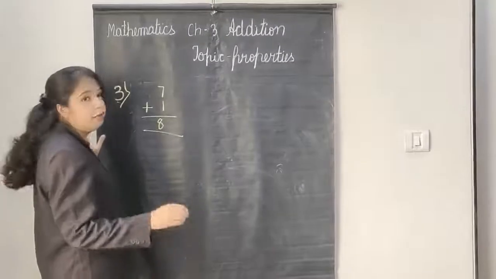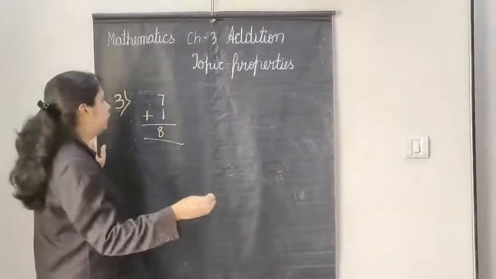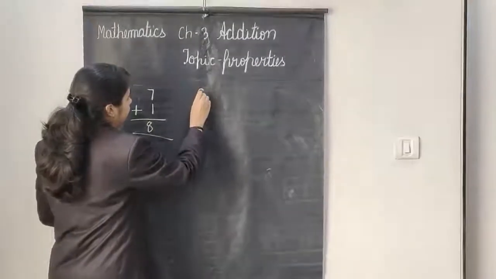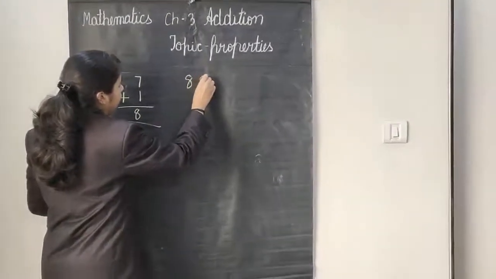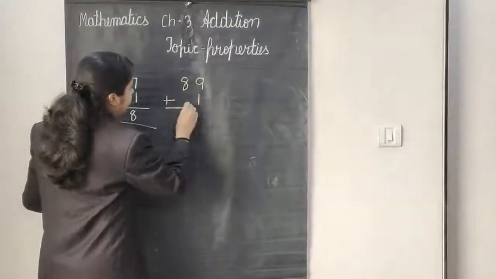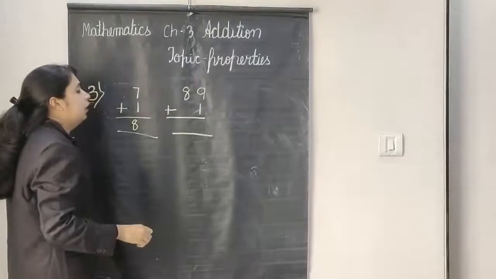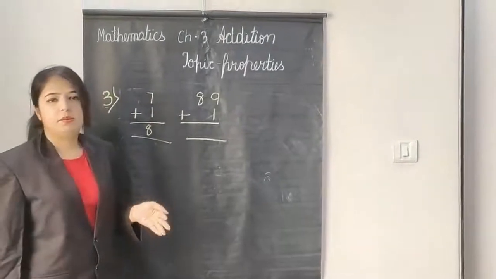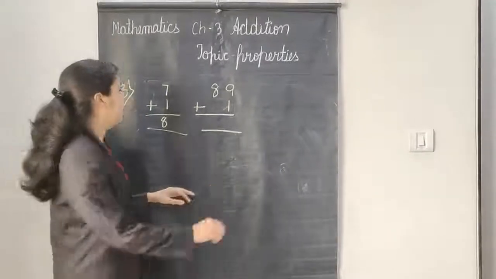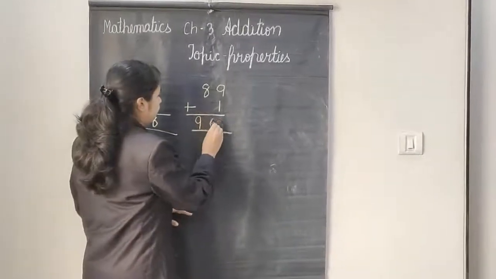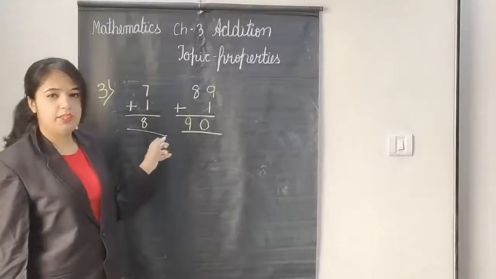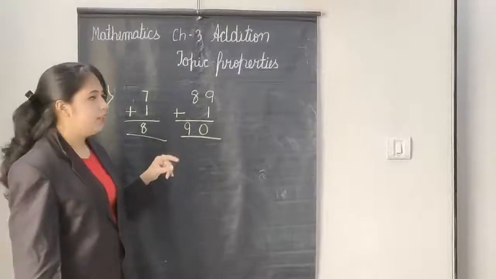Now we will move forward and take one more example of 2 digits. Suppose I take the biggest number, 89. 89 plus 1. Now what is the successor number of 89? Yes, 90. Now we have taken examples of 1 digit and 2 digits, now 3 digits.